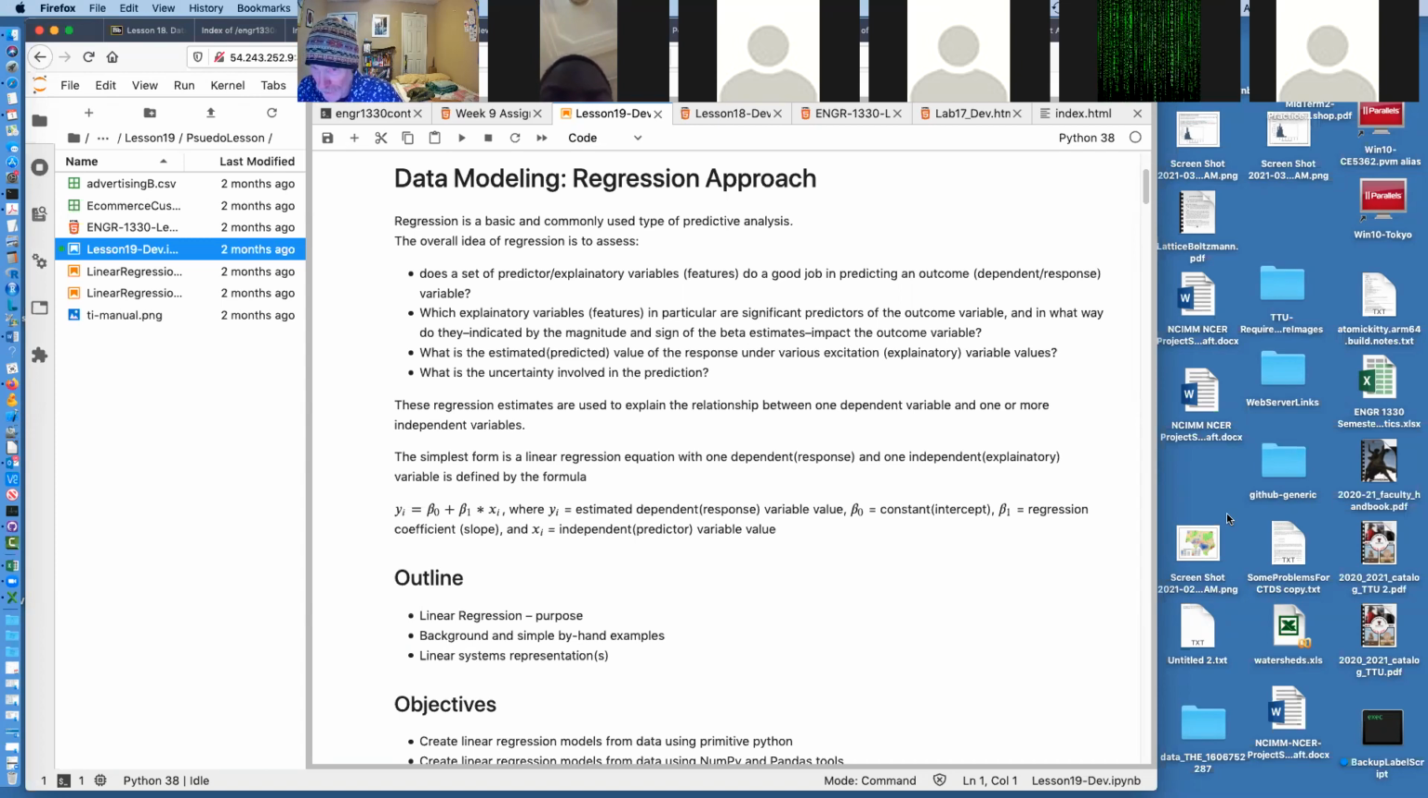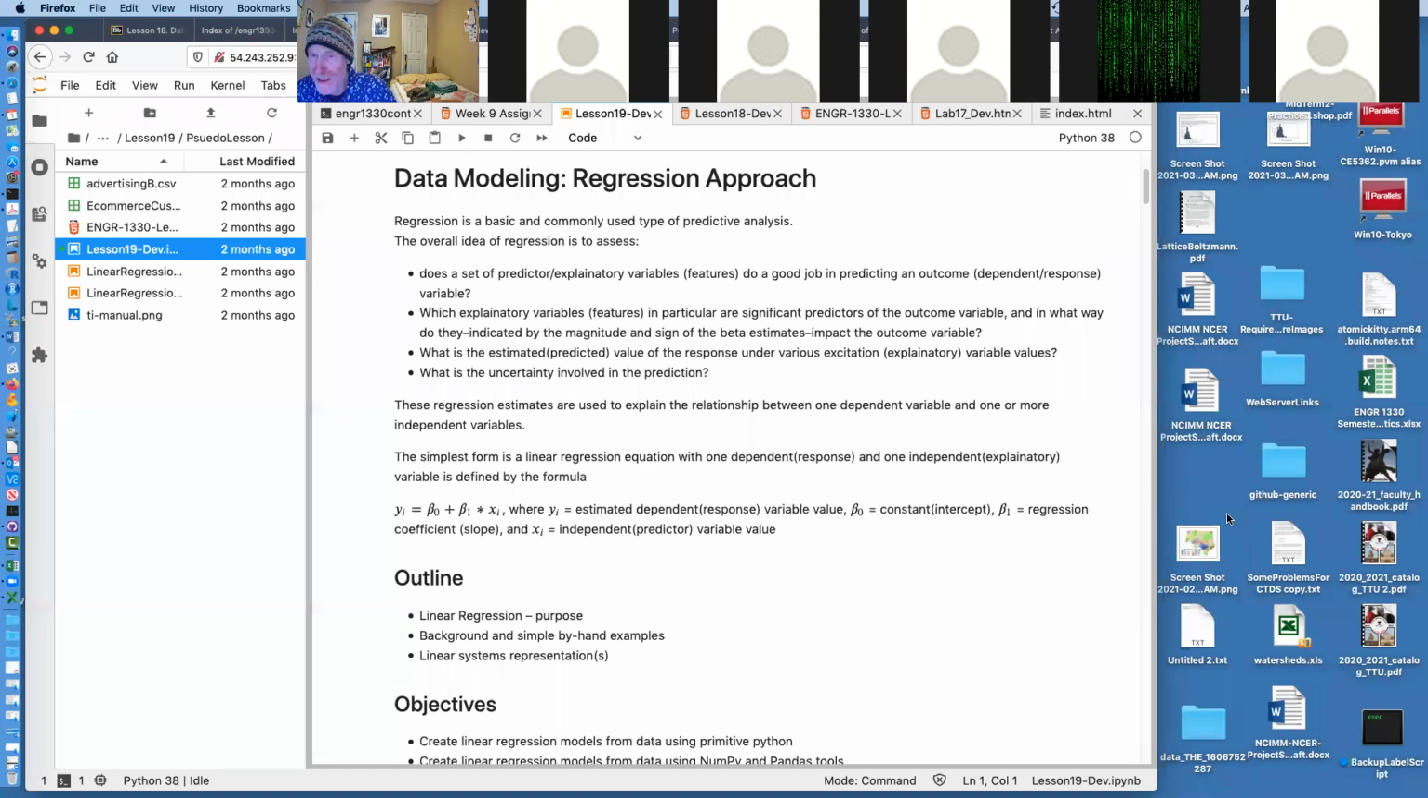And then related to that question is, what is the uncertainty? So we maybe get a speed of 165 meters per second. We want to know, is it 165 meters per second? Is it 172 meters per second? Is it 151 meters per second? Does that interval represent a 95% probability of whatever the true speed is going to be? So that's an interval estimate. And that's very relevant in the regression approach. So these estimates are used often to explain the relationship between one dependent variable and one or more independent variables.